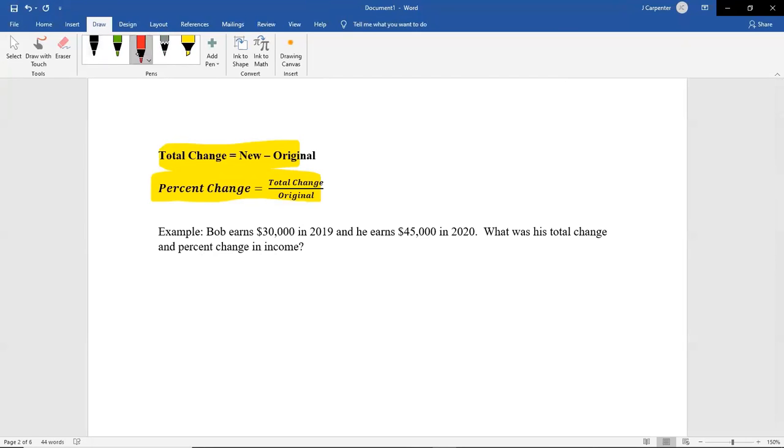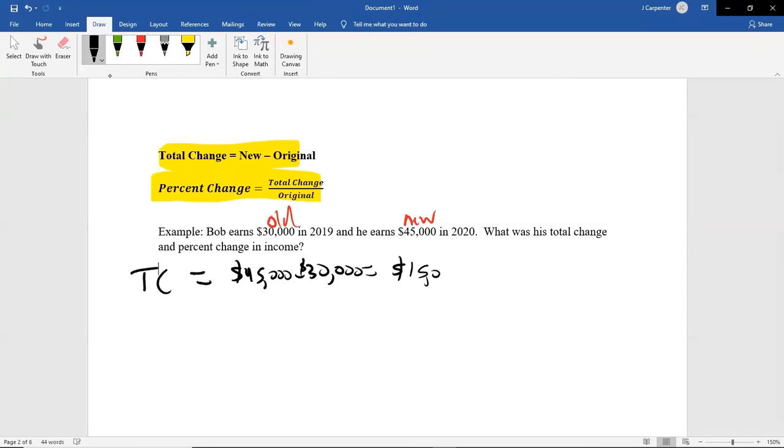All right, so we have our old, and we have our new. So our total change, which I'm going to abbreviate as TC, and then PC for percent change, or the percent symbol and a C. That's the new minus the old. So that would be $45,000 minus the $30,000. Let me squeeze that dollar symbol in there, which would be $15,000.